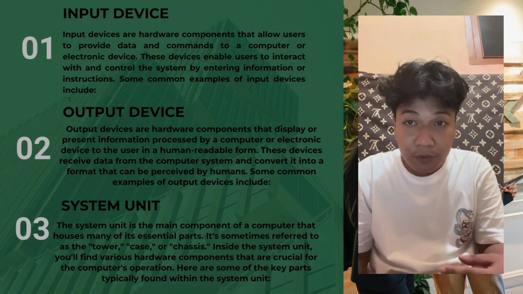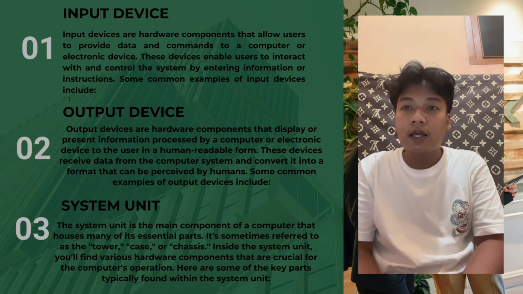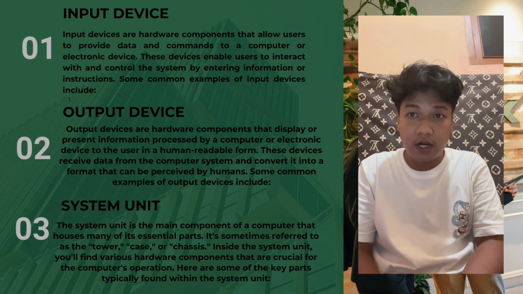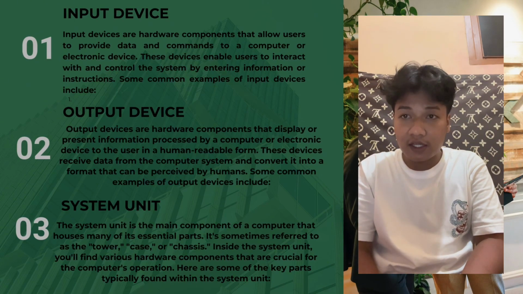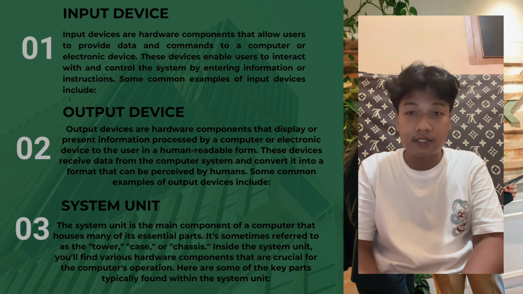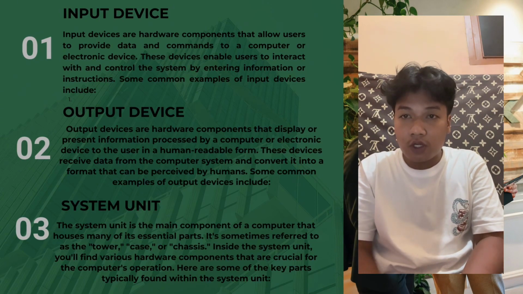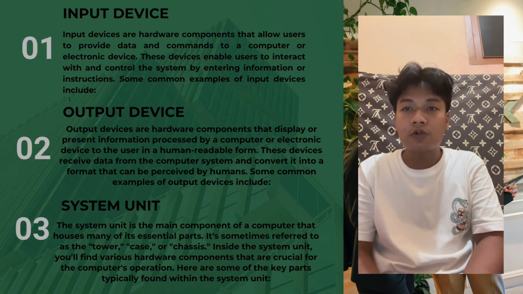What is a system unit? The system unit is the main component of a computer that has many of its essential parts. It is sometimes referred to as the tower, case, or chassis. Inside the system unit, you'll find various hardware components that are crucial for the computer's operation. Here are some of the key parts typically found within the system unit.